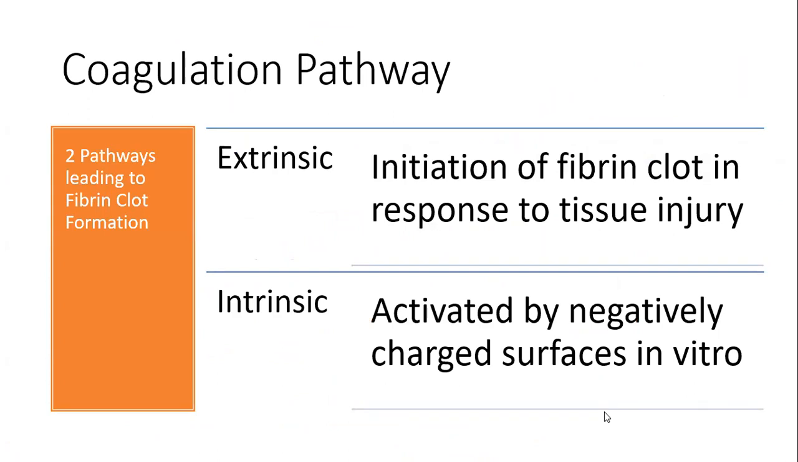So let's now go to your coagulation pathway. There are two pathways that lead to formation of a clot. You have your extrinsic pathway, which initiates fibrin clot formation in response to injury in the vessel, or the intrinsic pathway that is activated by negatively charged surfaces in vitro, or in vivo as well. Some of the molecules that can activate your coagulation pathway, negatively charged molecules, include your kaolin. And inside our body, damaged DNA that contains phosphate can also activate your intrinsic pathway.